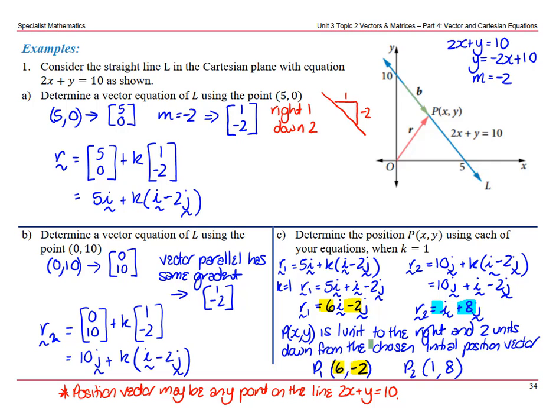And you'll also see the -2 and the 1 for 1 to the right and 2 units down.